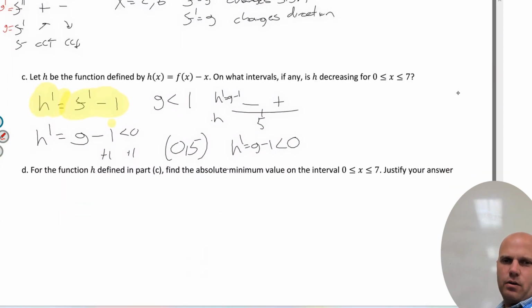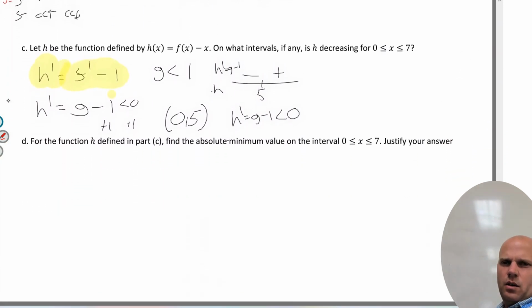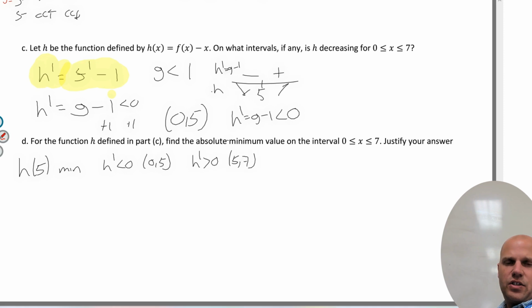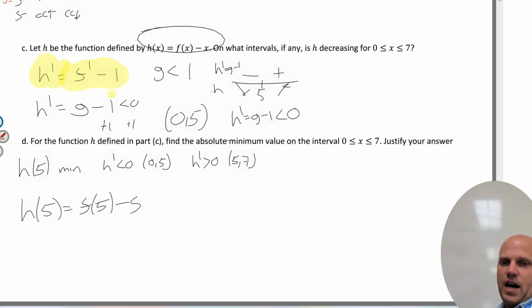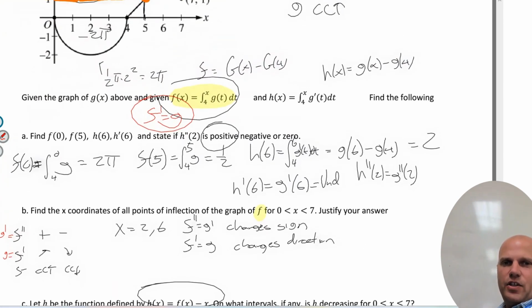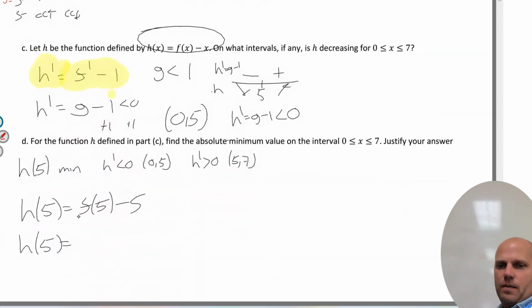What was the absolute minimum value? I mean, we could find it. It's h of 5. h of 5 is the min, again, because h prime is negative from 0 to 5. And then h prime is positive from 5 to 7. So we know h decreases and increases. You want me to find the value? Fine. I'll find h of 5. Well, h of 5 is f of 5 minus 5. What's f of 5? Oh, wait. f of 5 is the accumulation from 4 to 5 of g.